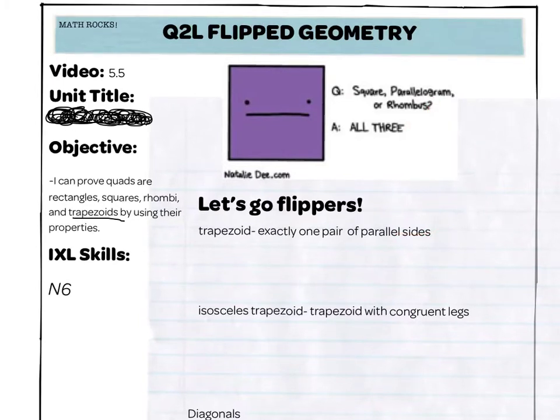All right, so our first definition is going to be on a trapezoid. Well, a trapezoid is a quadrilateral with exactly one pair of parallel sides. Okay, so here's our trapezoid. We see that we here have one pair of parallel sides, and these other sides are obviously not parallel.